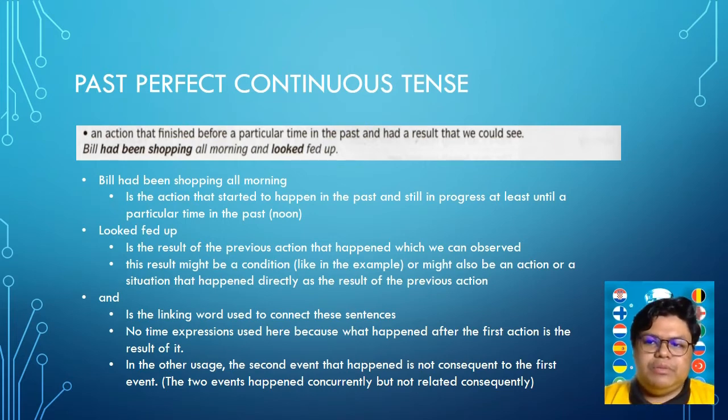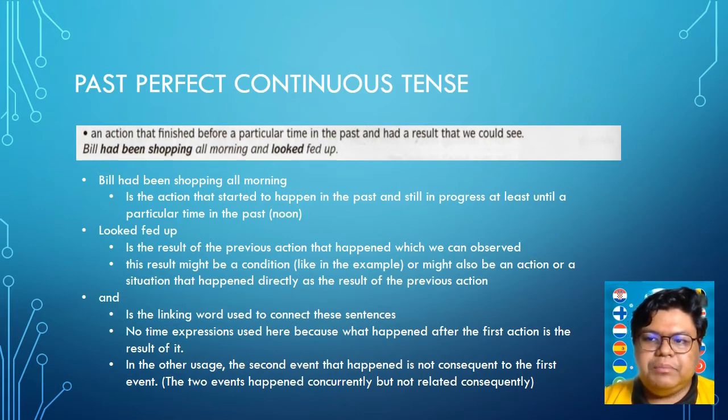Okay, so Bill had been shopping all morning is the action that started to happen in the past and was still in progress at least until a particular time in the past, which is noon. Okay, so all morning maksudnya dalam tempoh ni, itulah pagi sampai sebelum tengah hari. So nak menunjukkan jangka masa yang panjang, so kita gunakan perfect continuous. Okay, looked fed up is the result of the previous action that happened, which we can observe. Okay, ini adalah hasil daripada apa yang berlaku in the first action.